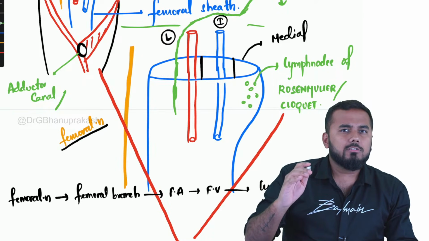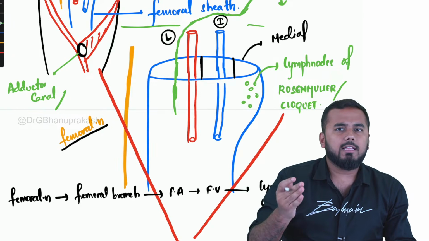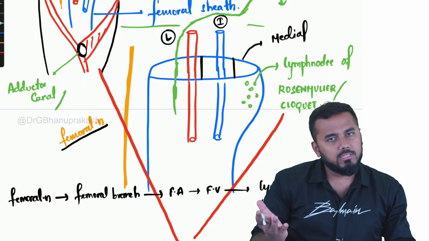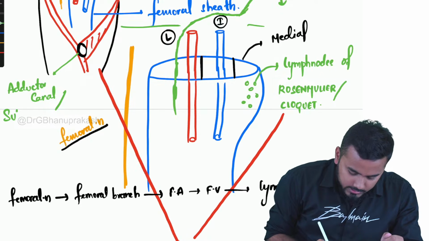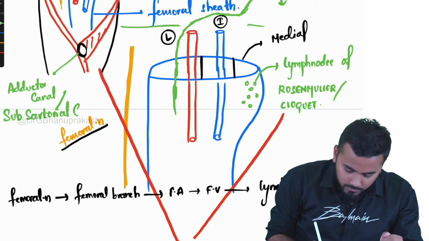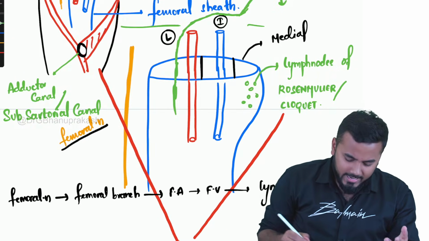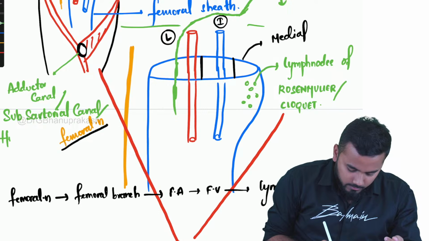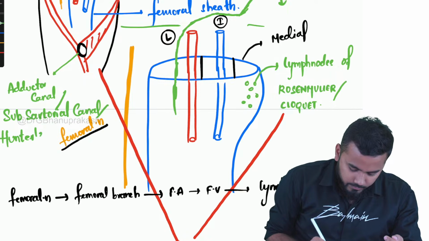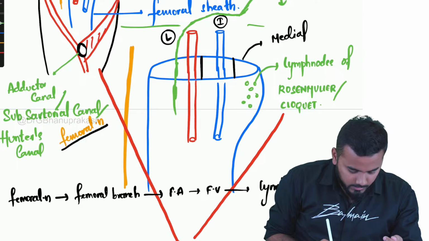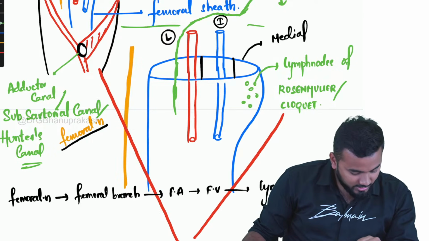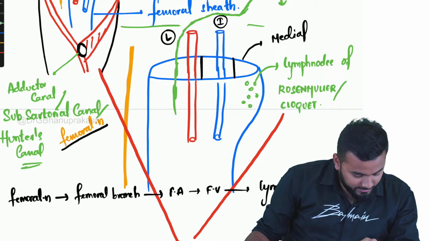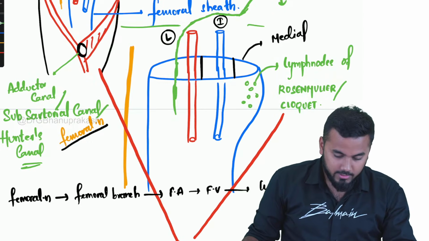As this Adductor Canal is located below the Sartorius, can I call it the subsartorial canal? Sub means below. Another name for this is Hunter's Canal. Hunter's Canal. Avinash, you're right. Rajkumar, you're right. Varsha Murugan, you're also right. Excellent.